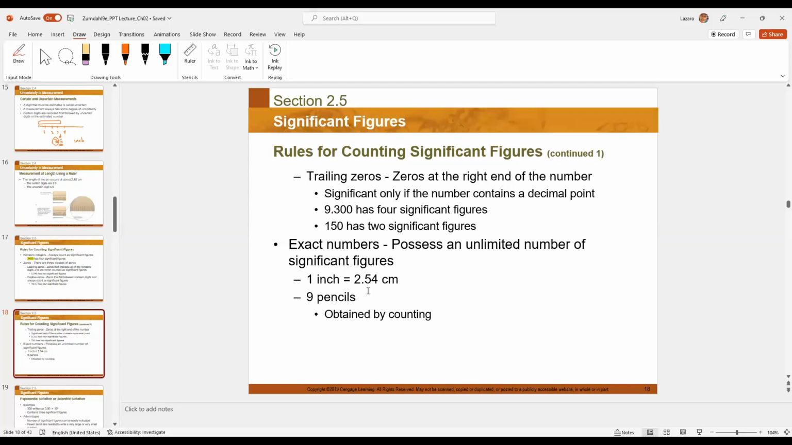Stop the video, go back, and try to learn it by heart. This is one of the concepts that you have to learn by heart. What are exact numbers? For example, 1 inch is equal to 2.54 centimeters. This is an exact number. 9 pencils, 10 chairs, 2 dresses, these are the result of counting, then they are considered exact numbers.